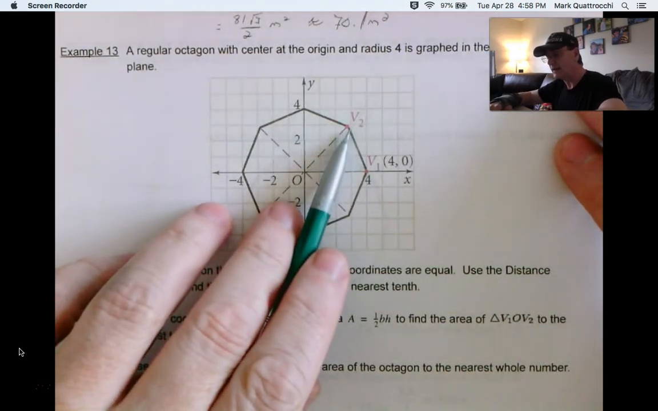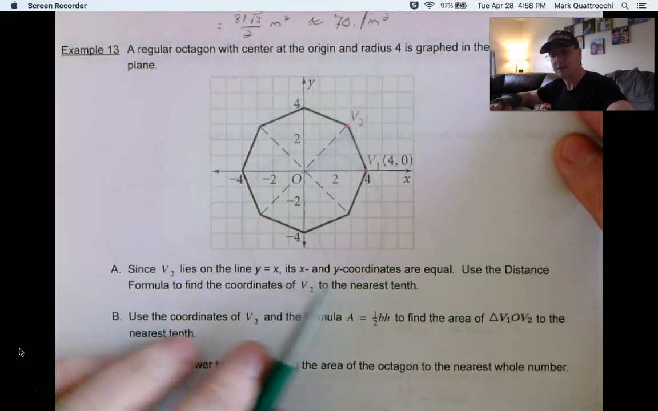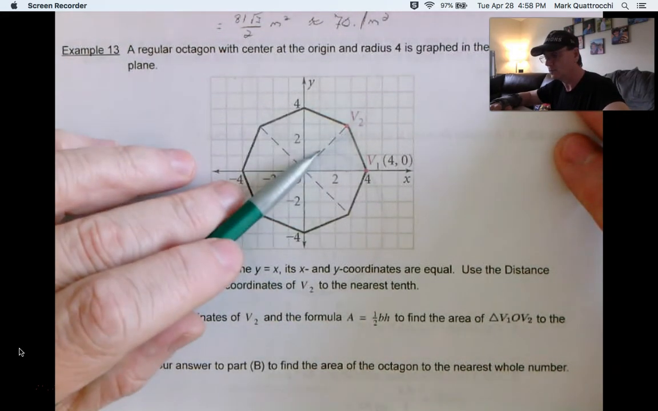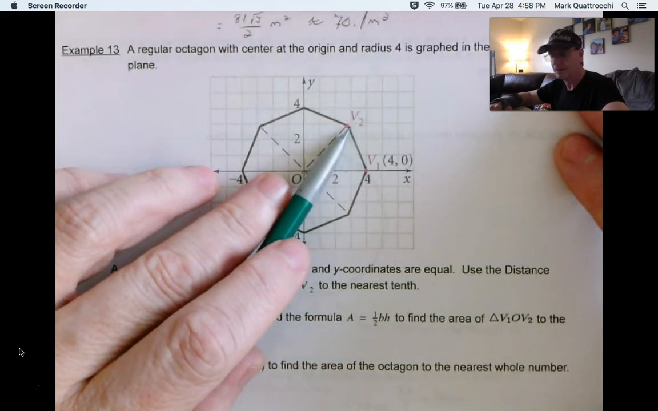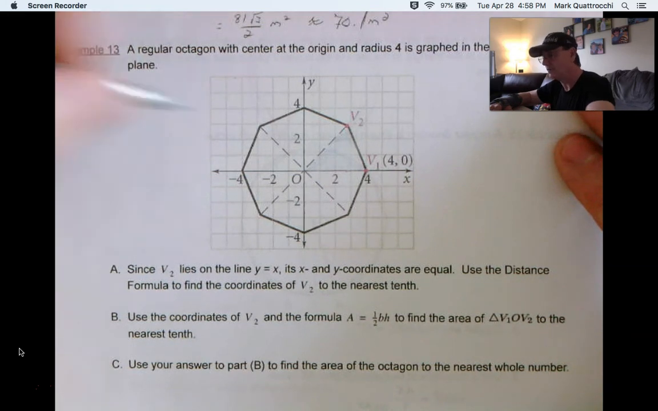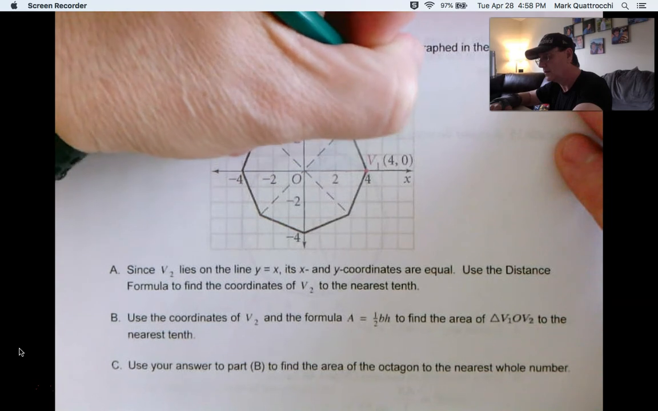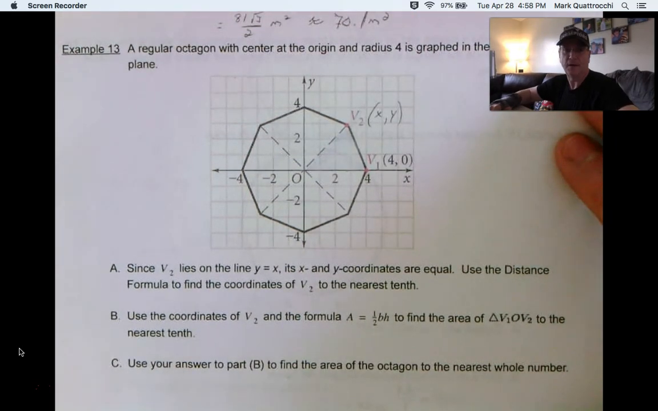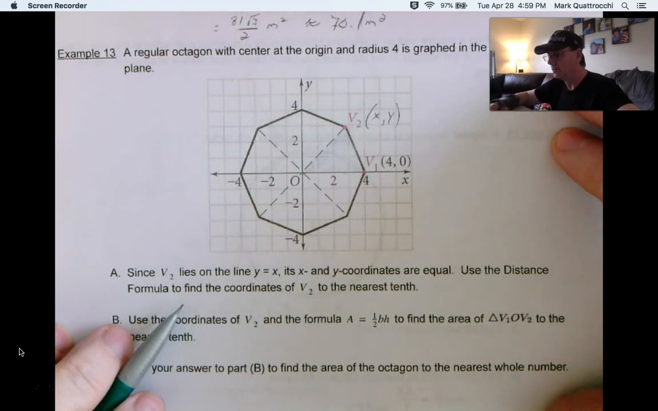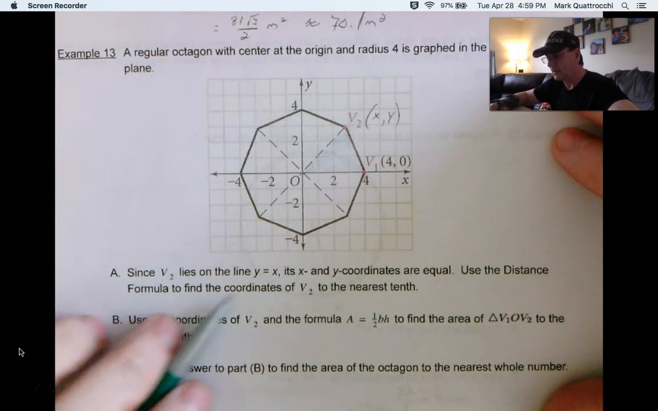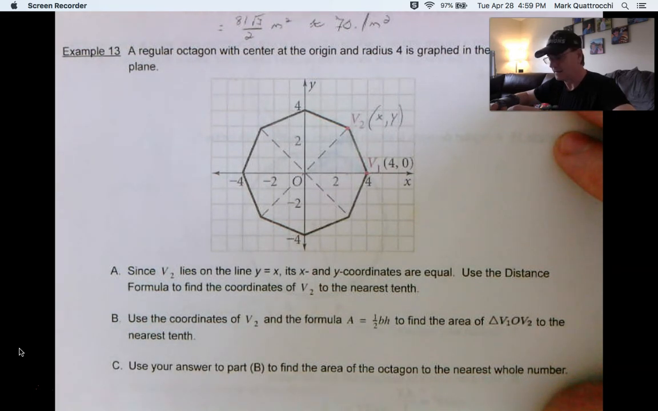Well, V2 lies on the line y equals x. So its x and y coordinates are always the same, right? This is 1, 1, 2, 2, 3, 3, 4, 4, 5, 5, 6, 6. It's a little smaller than 3, 3. Okay? So it's not at 3, 3, but it's near it. This is x, comma, y. But we could call it x, comma, x or y, comma, y. We're going to use the distance formula or the Pythagorean theorem, however you want to look at it because they're all the same, to find the coordinates for V2 to the nearest tenth.